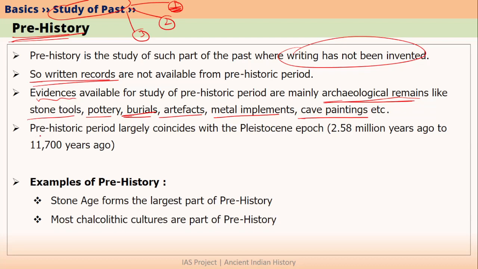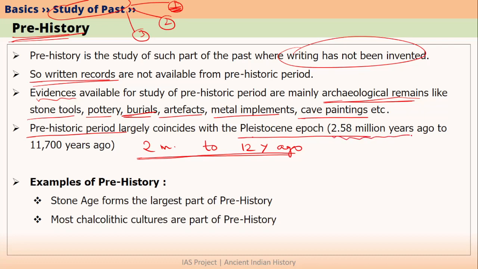period. When we say prehistoric period, it generally means from a time period of 2 million years ago to 12,000 years ago. This time period generally is called as prehistoric period because during this period writing was not invented. Now in geography we have a period called as Pleistocene epoch. Pleistocene epoch roughly coincides with prehistoric period because Pleistocene epoch timeline was something like this: 2.6 million years ago to 11,700 years ago. So if we look at both these timelines, they are almost matching.